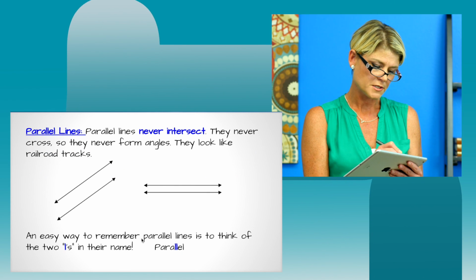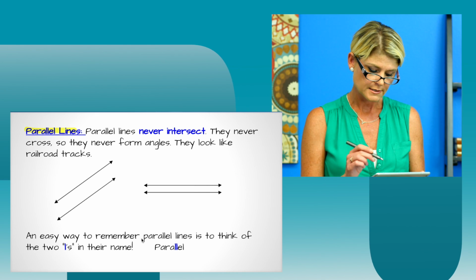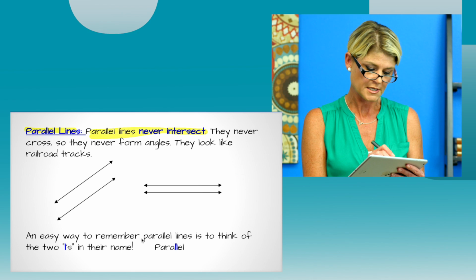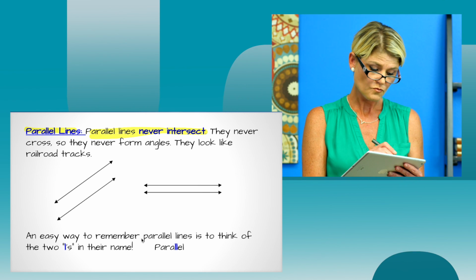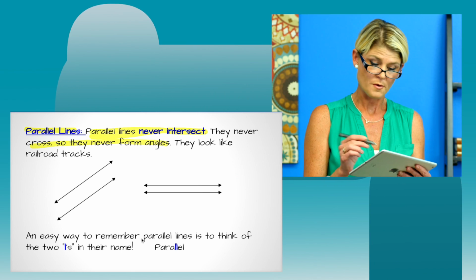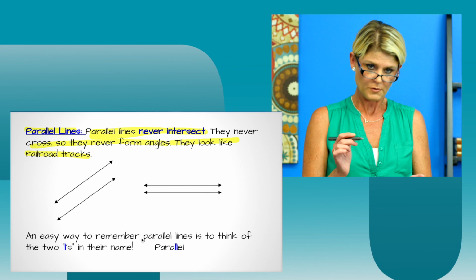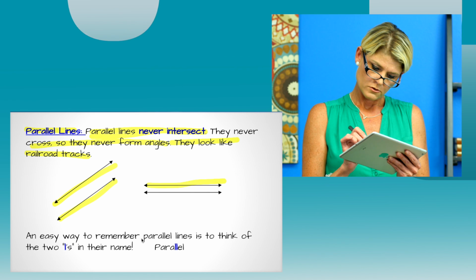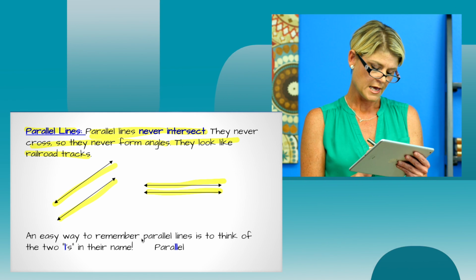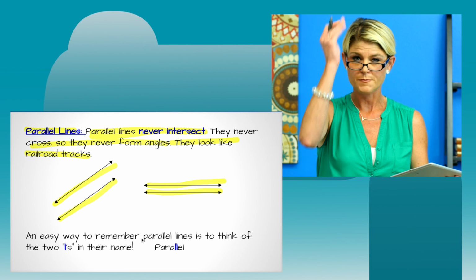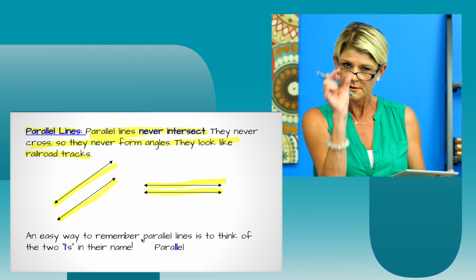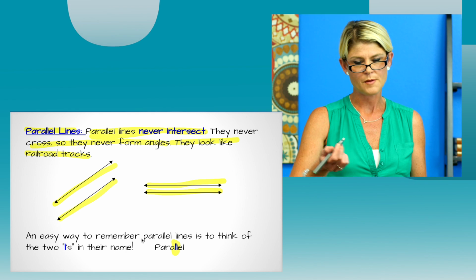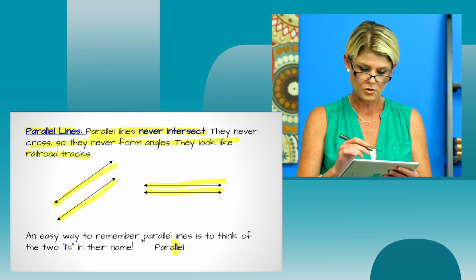All right, next I wanted to talk about parallel lines. Now, parallel lines are lines that never intersect. They never cross, so they never form angles. They kind of look like railroad tracks, don't you think? And another easy way to remember that parallel lines never cross is you could think of the two L's in the word parallel, like I have in blue there. That might help you to remember that they don't cross, ever.